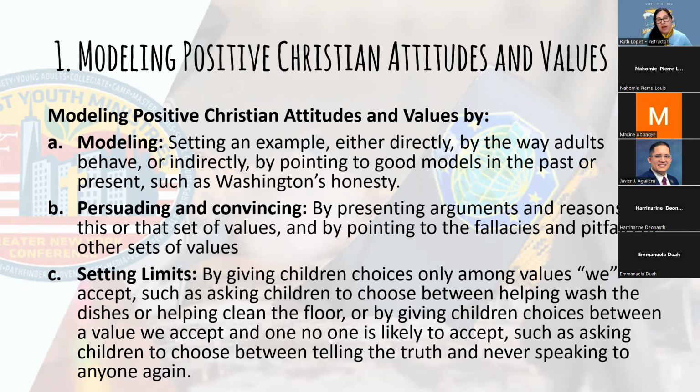Second is persuading and convincing. You do this by presenting arguments and reasons for this or that set of values, and by pointing to the fallacies and pitfalls of other sets of values. People often don't like to be told what to do. And a lot of times we say, because I say so, because I'm the director, because I'm the coordinator. But if you just explain to people that there is a reasoning behind it, there is a motive for what we're suggesting them to do, they will be more open to follow those rules.